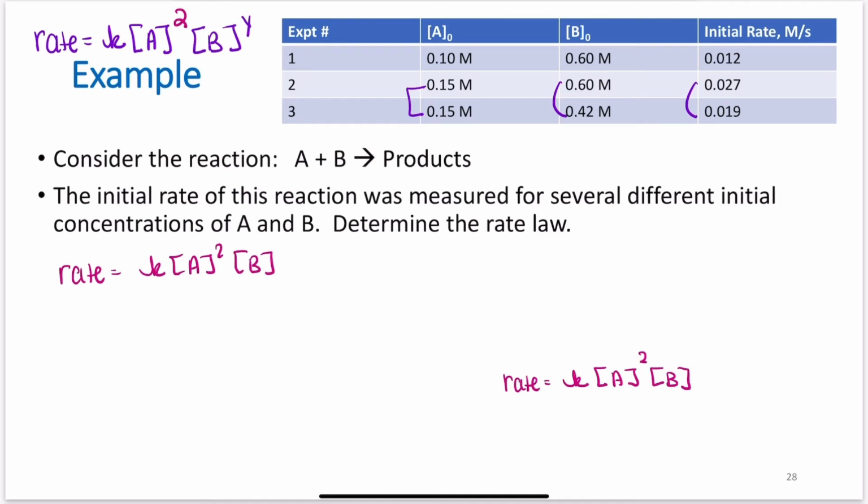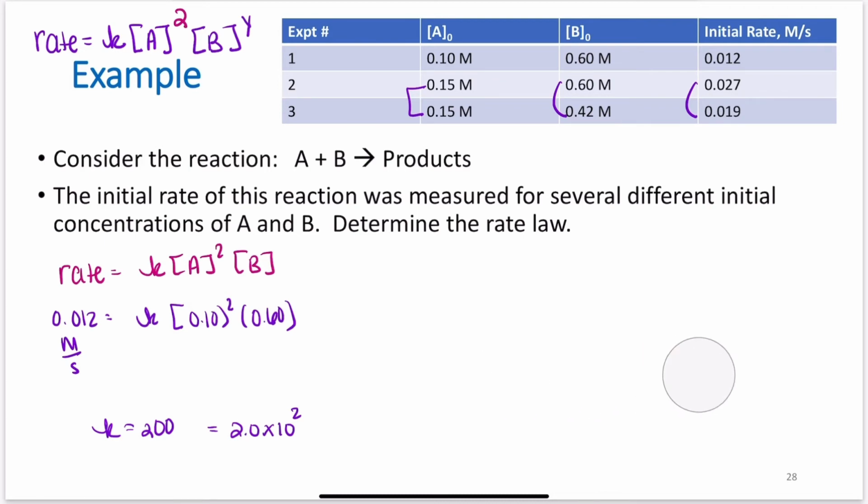In run 1, we have a rate of 0.012. This is equal to K, and this is molar per second, times 0.10 quantity squared times 0.60. And I don't actually have this calculated out yet, so one second. I get a K value of 200. There should be 2 sig figs there, so 2.0 times 10 to the second.